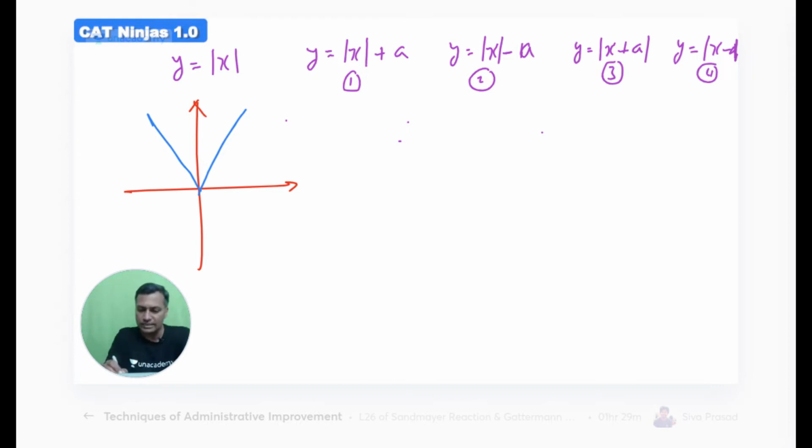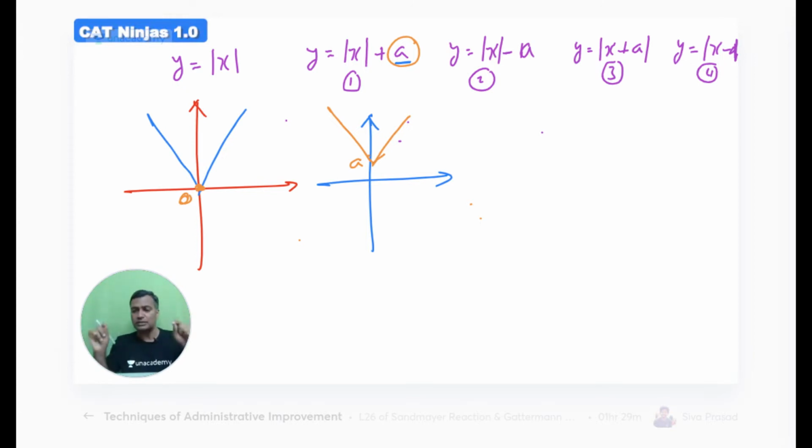When I say y is equal to mod x plus a, what is that? It is a shift up. Shift this particular graph up by a units. If this point is a, you have to shift the origin, which was at 0, to the point a. That we should know. It's not that every time I plug in the points and do it. No. You are expected to know certain basic transformations.